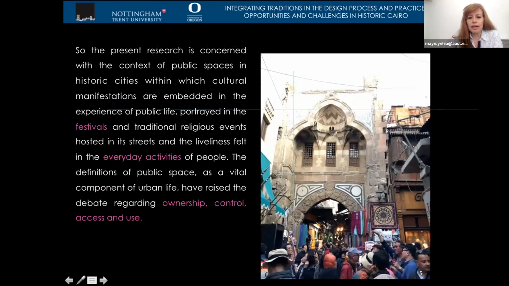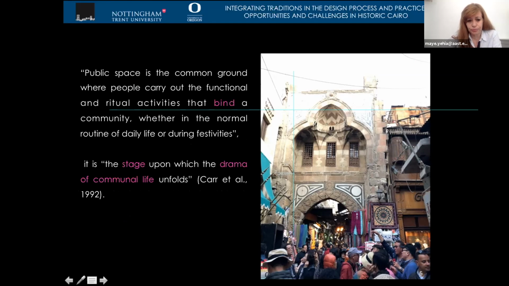So the present research is concerned with the context of public spaces in historic cities within which cultural manifestations are embedded in the experience of public life portrayed in the festivals and traditional religious events hosted in its streets, and the liveliness felt in the everyday activities of people. The definitions of public space as a vital component of urban life have raised the debate regarding ownership, control, access, and use.